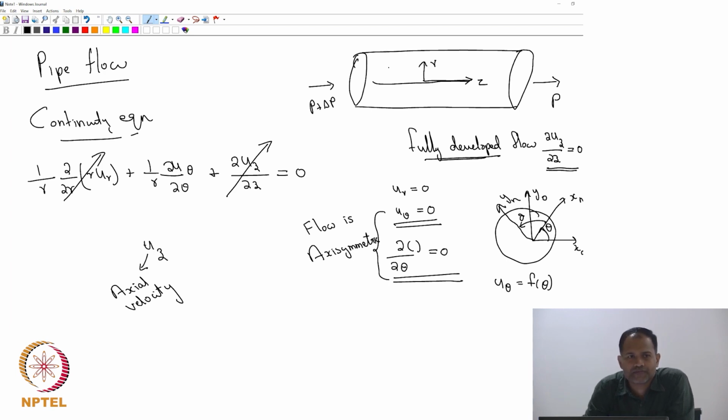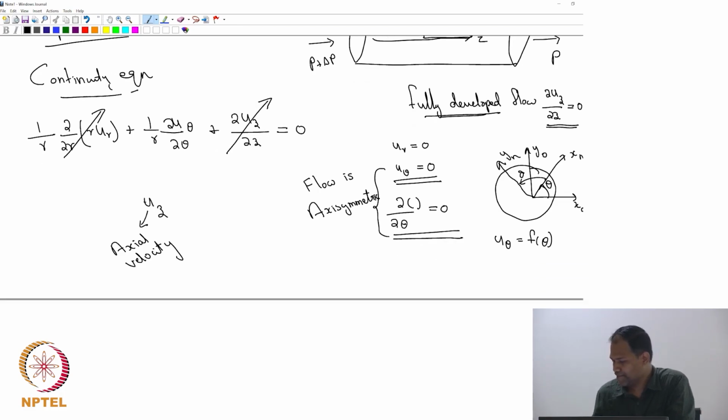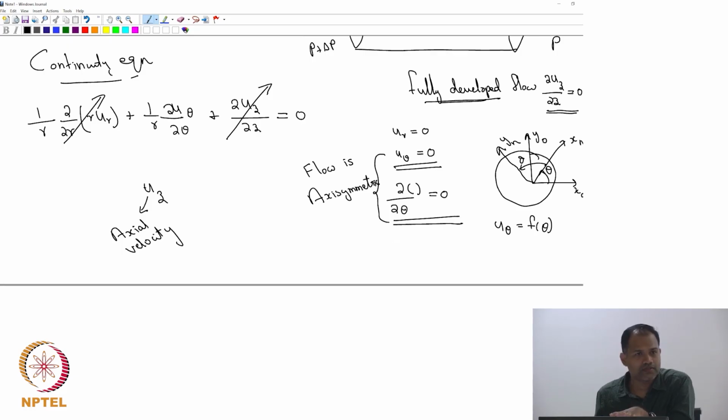All right. So those are the assumptions. Now, we can just go ahead, write down our force balances, throw out all the unnecessary terms and then see what is left out. Any doubts otherwise on this?